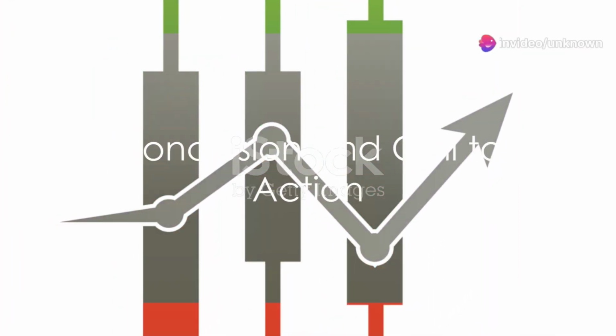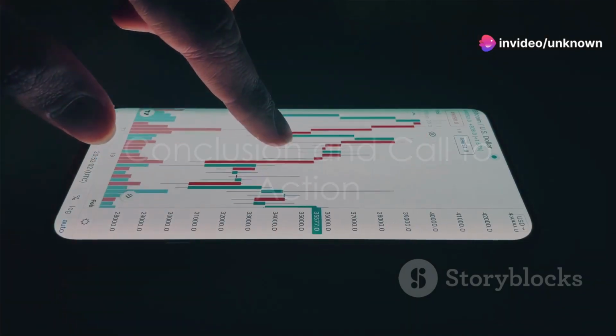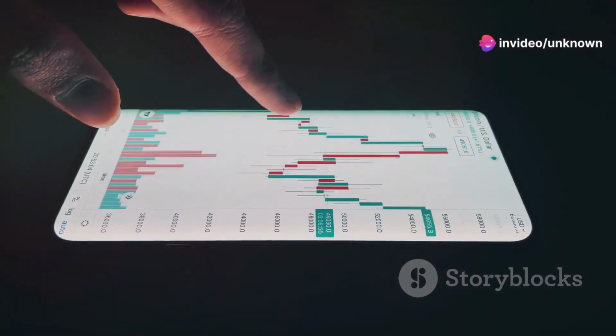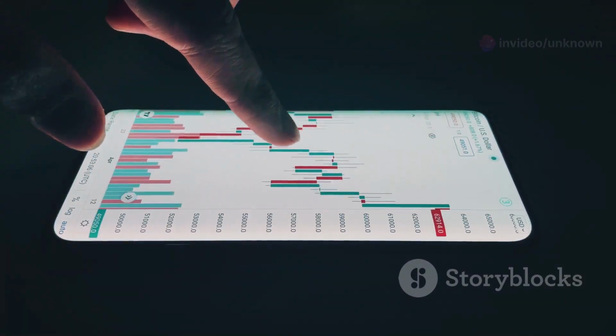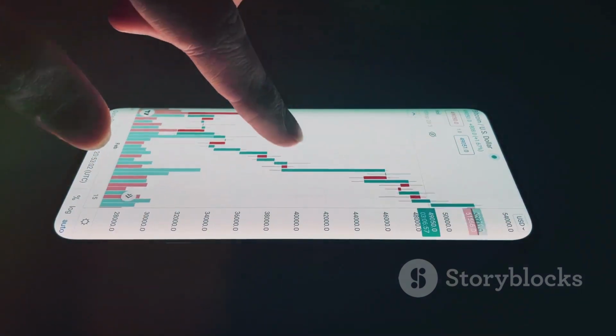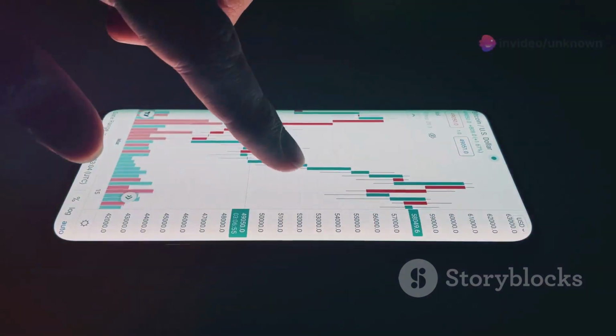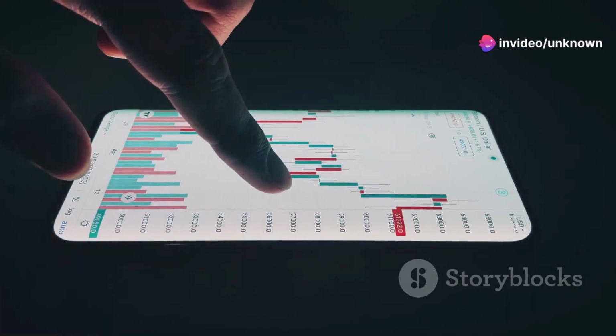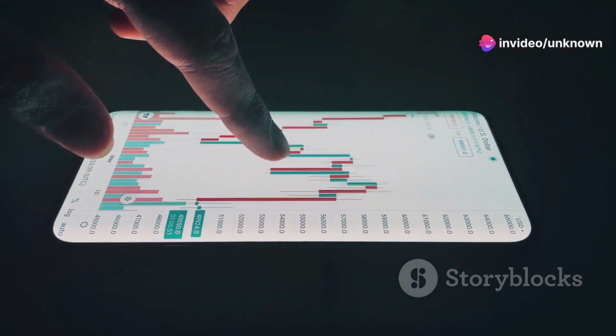To summarize, today's journey took us through the basics of candlestick patterns and their trading significance. It's crucial to remember that mastering these patterns requires practice. So, spend time honing your skills and familiarizing yourself with different patterns. Apply what you've learned, experiment with strategies, and continue your journey toward becoming a proficient trader.